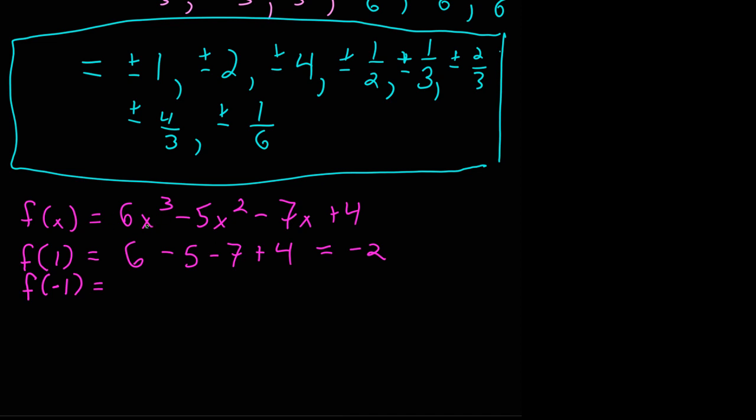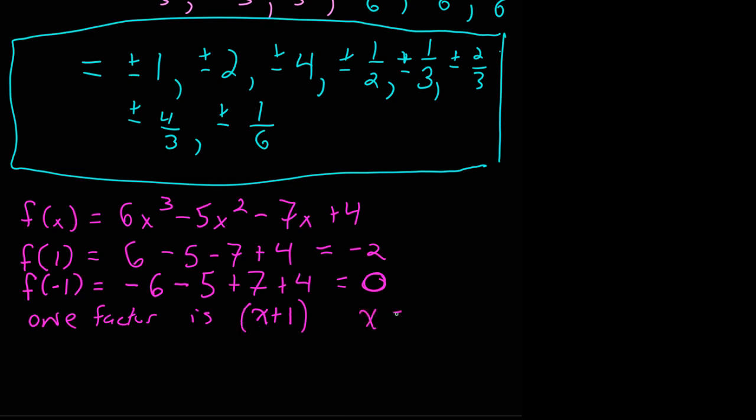Now here, all the odd powers, negative 1 cubed is negative 1, so that turns that to a negative 6. Negative 1 squared is still positive 1, so that's still negative 5. Negative 1 times negative 7 is positive 7, and positive 4. And so that's negative 11, positive 11. This is 0. This is a root. So one of my factors is x plus 1. Or x equals negative 1.